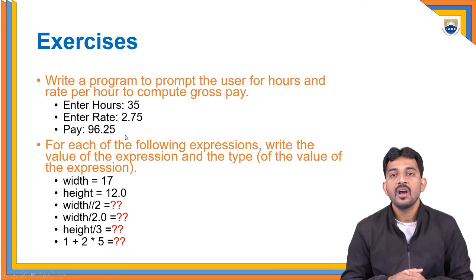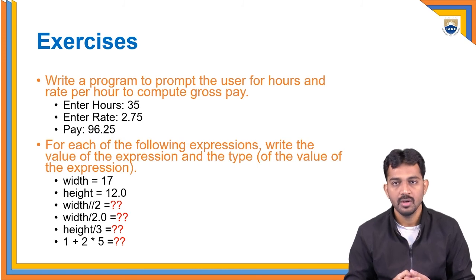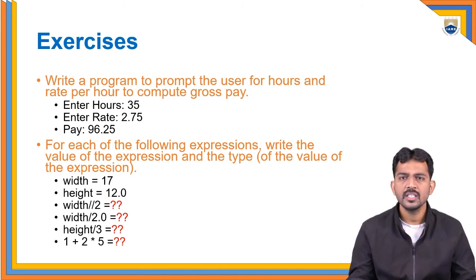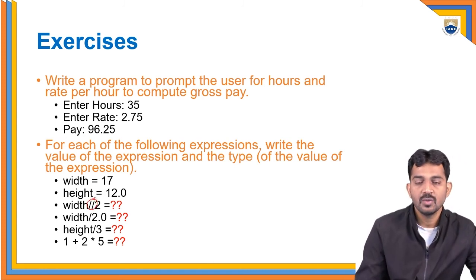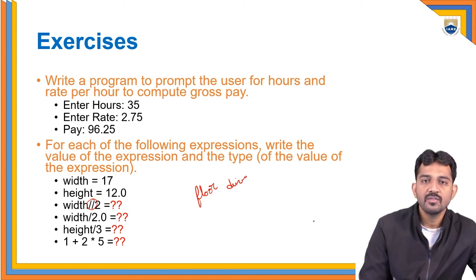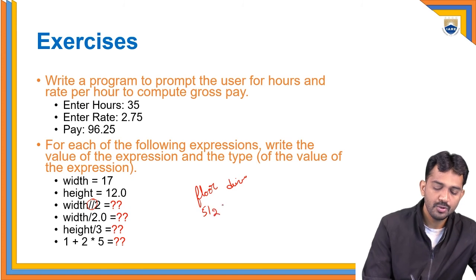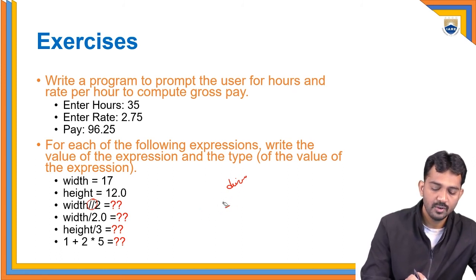See, one more exercise. For each of the following expressions, write the value of the expression and its type. Width is 17, height is 12.0. Width by 2. So what have you used here? Two slashes. What is that? This is called floor division. We already discussed it. What is the meaning of floor division? Suppose 5 by 2. You'll get 2 as the output. It is the floor division.